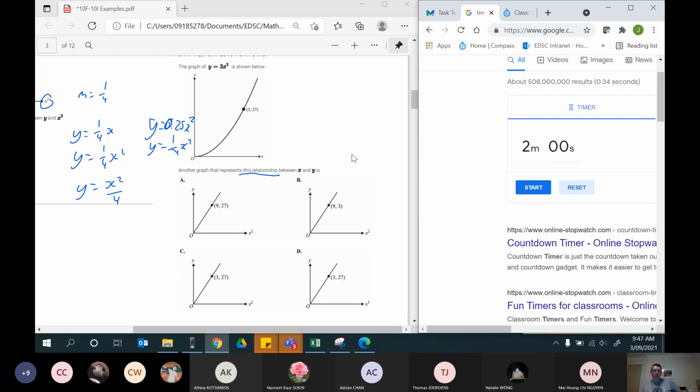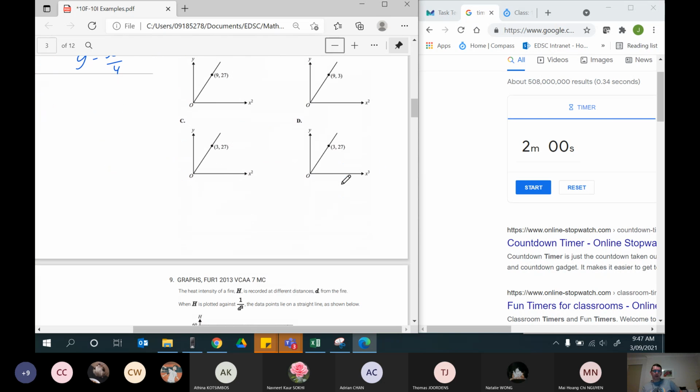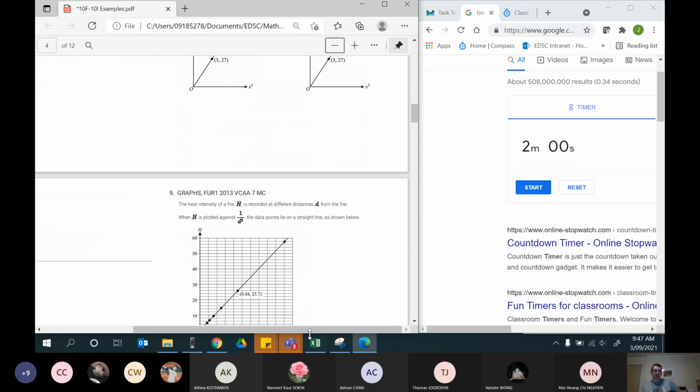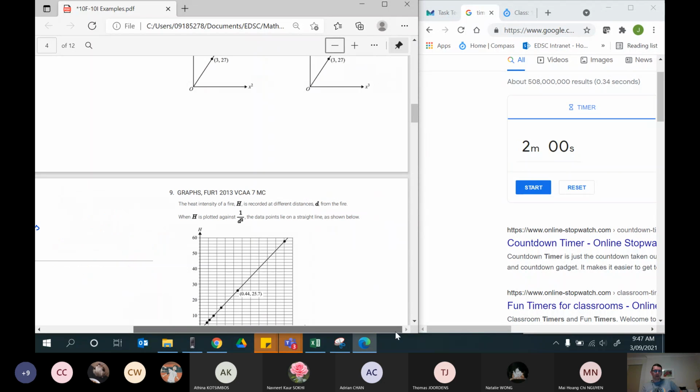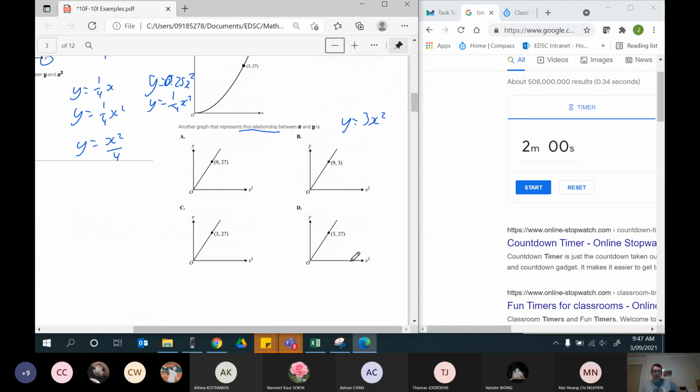Okay, so we want to find one that says y equals 3x squared, right? So straight away, don't guess D, and E is on the other page. We can eliminate E because you can see that this is actually x cubed, so it can't be that one. Also, we can see that this is x cubed as well, so it can't be that one either. So you're left with either A, B, and C.